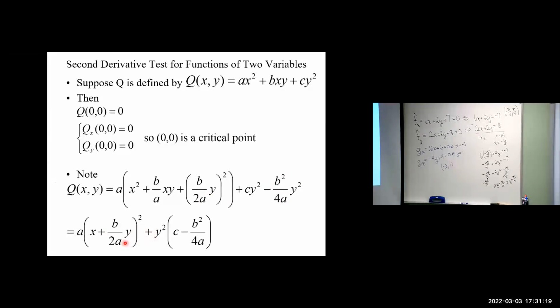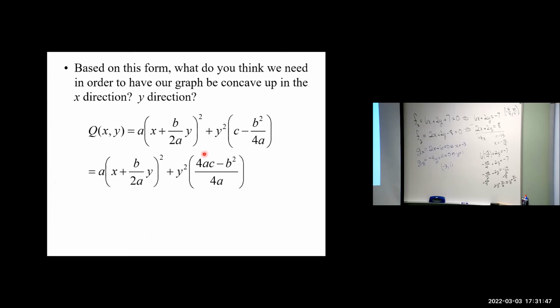Now, that made a perfect square on the first part, so I rewrite it as a perfect square. On the second part, I factor out the y squared to get this c minus b squared over 4a. Again, if you ever want to see it, we can always find a YouTube video on it, so just email me if you can't find one. But it's just completing the square, and now we're rewriting things to put them in a form that'll be more usable for us.